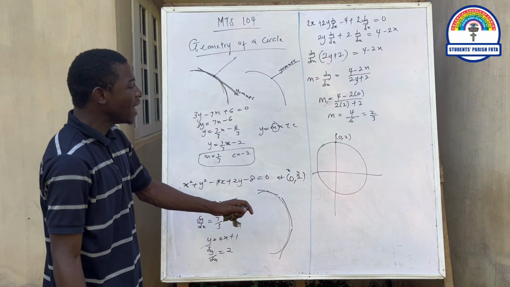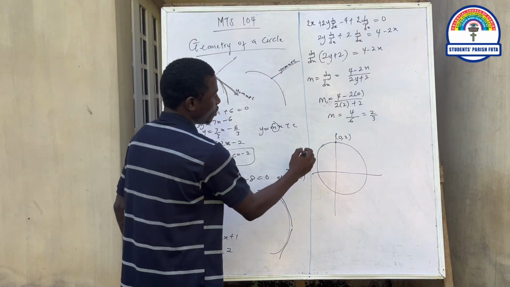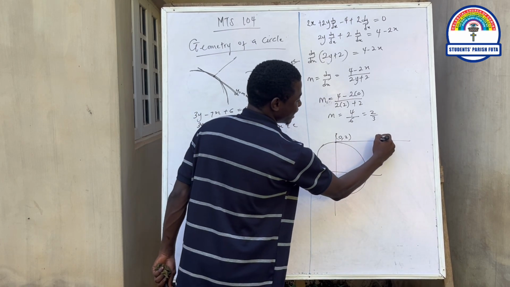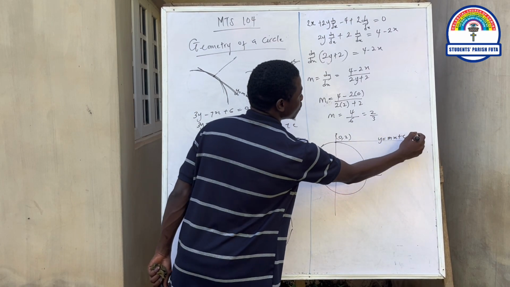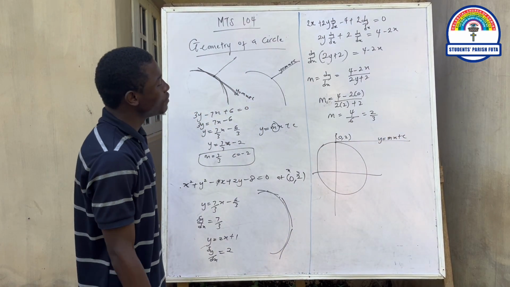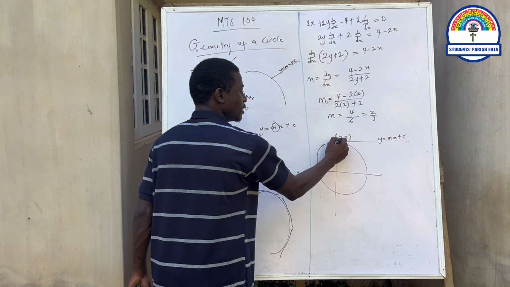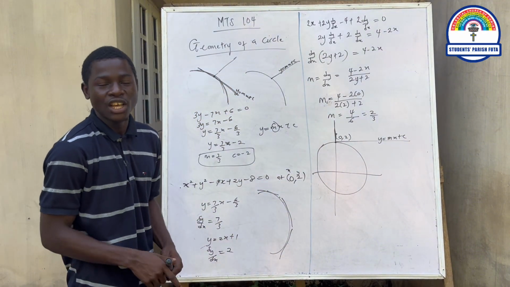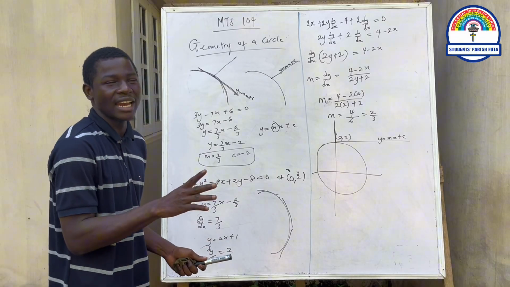Now, if they say find the equation of a line that is tangential to this, it is a line tangential, y equals mx plus c. And if they say find the equation of a line that is normal to it, this will be normal to it. Another y equals mx plus c. So how do you do that? I told you it's still the same way as parallel and perpendicular.